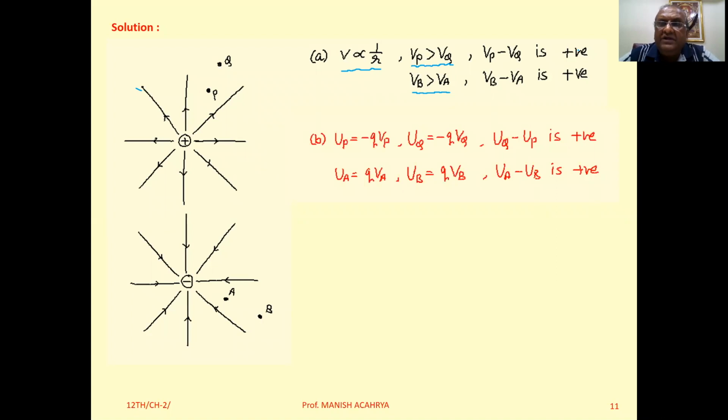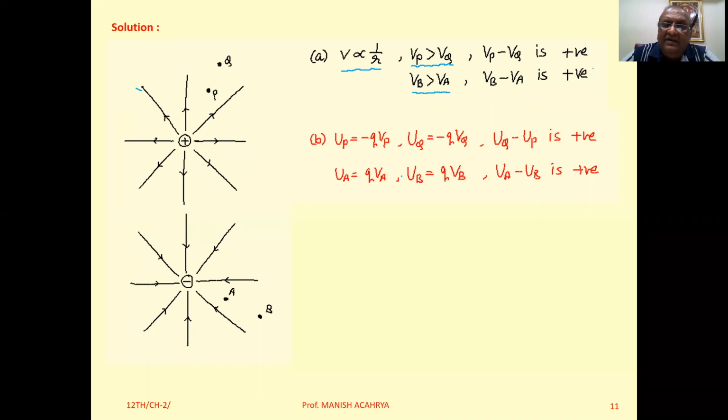Now, the potential energy of any small charge q at point P, we can write as q into Vp. So here, if we take a charge minus q at point P, then its potential energy is minus q into Vp. If the same minus q charge is placed at point Q, then its potential energy Uq is equal to minus q into Vq. So the potential energy difference, if we take Uq minus Up, will be positive.